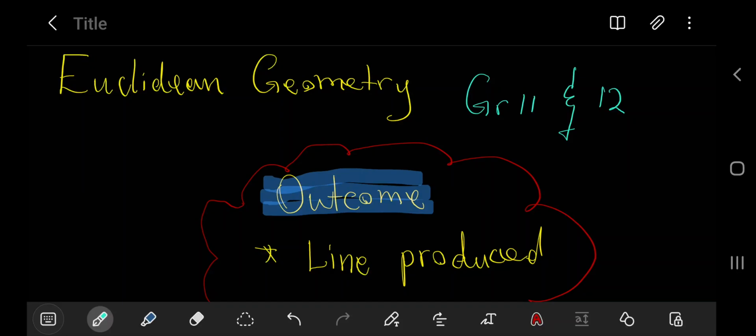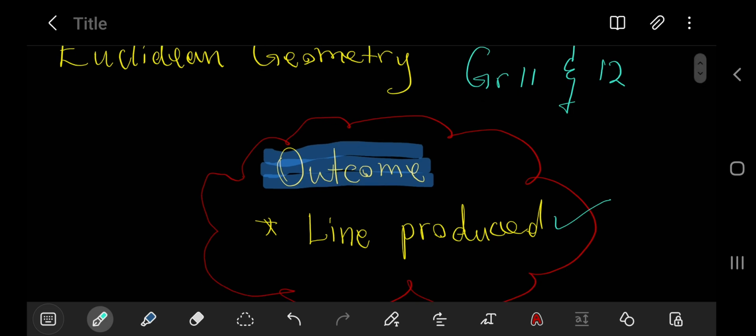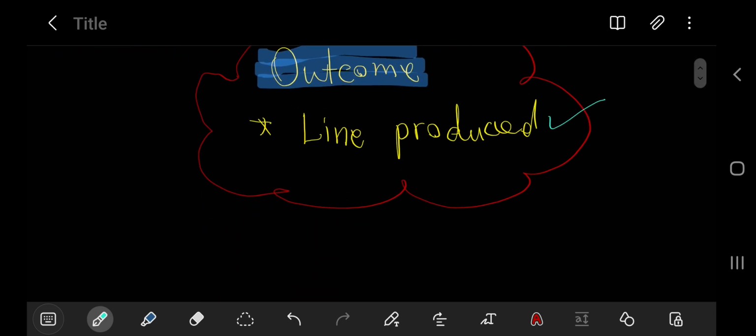Welcome to MS 100 lessons, and in this lesson I will be showing you how to interpret a line which is produced from one side of a shape in Euclidean geometry. So that is the learning outcome for the lesson, which is interpreting a line which is produced to a certain point. So for me to explain this, I will use two examples.